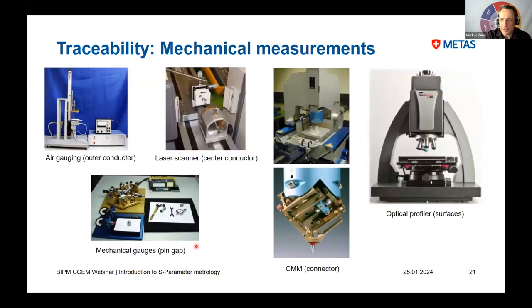Then, there are different measuring devices which are used. Some of them are quite specialized, like air gauging and laser scanner. You typically don't find them in your length laboratory. They're being used to measure the transmission line parts, the outer conductor and the inner conductor. And we have some mechanical gauges for the pin gap. We also use our length department. They have CMMs where they, for example, can measure the features of the connectors. Then sometimes also an optical profiler is used to measure surfaces, distances between surfaces.